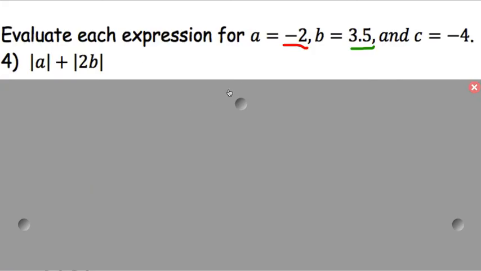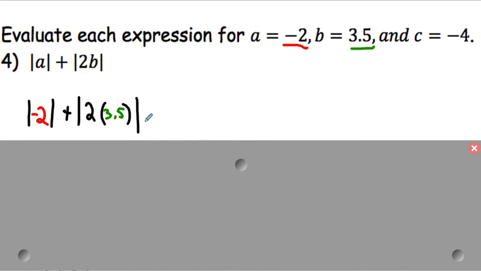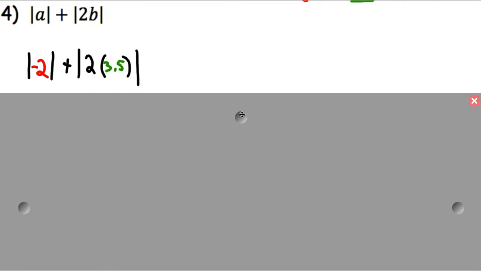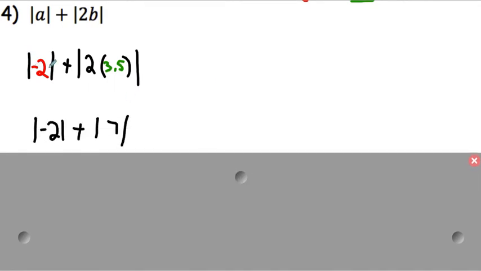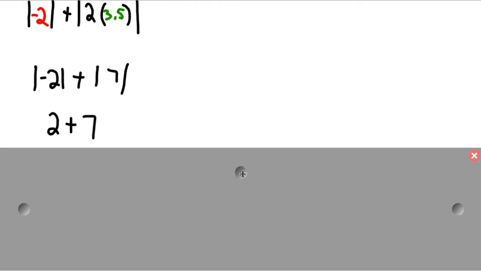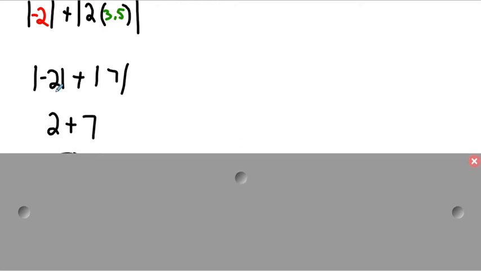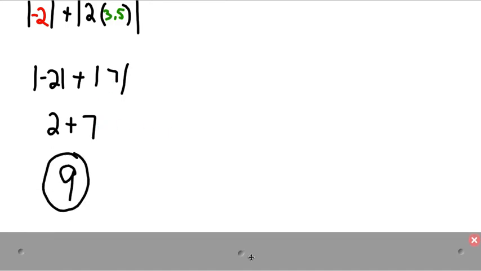All right, next one. In this problem, we're only using A and B. We are not using C, so I'm not going to underline that one at all. So here we go. Plug them in. Here's your first step of plugging them in. A is -2. B is 3.5. So all I did here was I brought down the absolute value of -2. 2 times 3.5 is 7. Then I got rid of my absolute values. The absolute value of -2 is 2, and the absolute value of 7 is 7. Now I'm ready to add them together. 2 plus 7 is 9. Final answer.